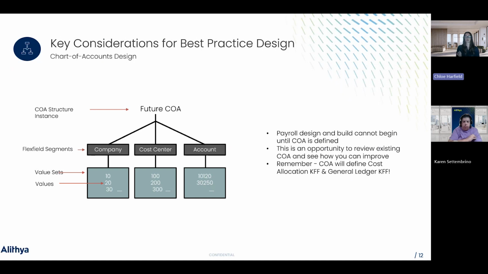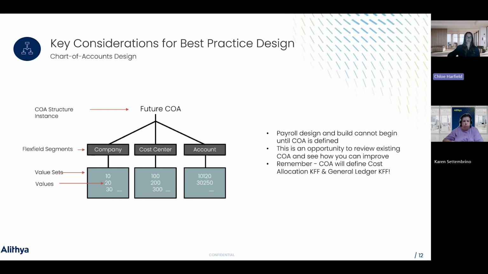I think about some of the critical questions that we're trying to answer when it comes to payroll costing and how we're defining the chart. We're trying to understand, will your organization need to report payroll cost by project or by grant? Do you need to track labor cost by department, job, or employee group? Are there any other legal or regulatory reporting requirements that we need to take into consideration when it comes to the chart?